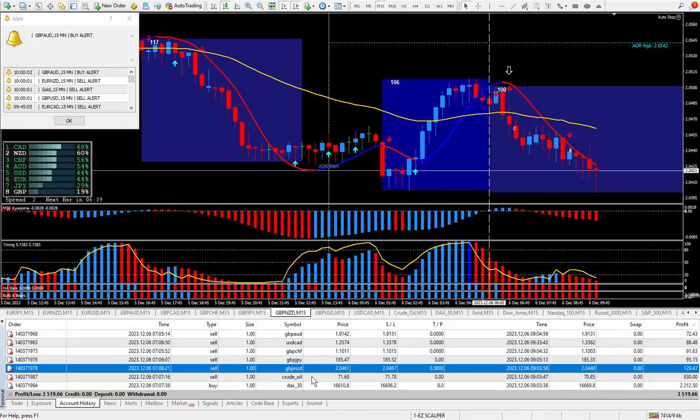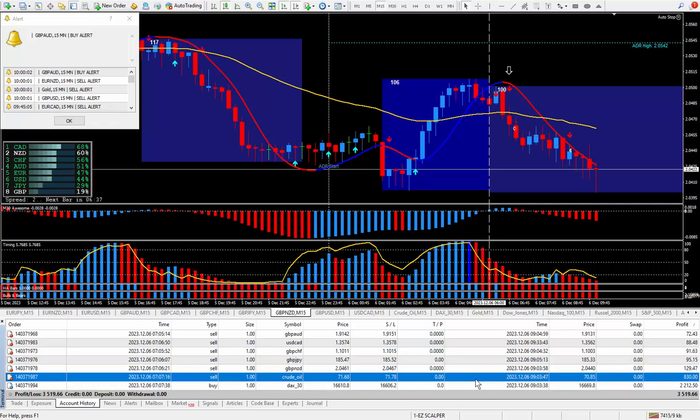Okay, moving on to crude oil. Crude oil pays $10 for each pip.